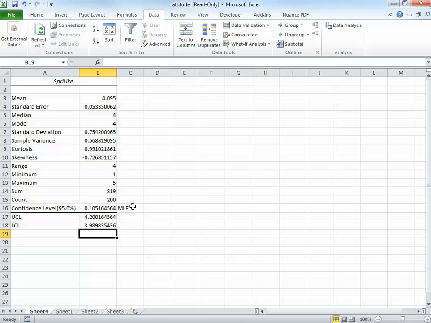So in English terms, we would say we don't know what the population perception of Springdale Mall is, but we are 95% confident, if we could measure the population's perception, so if we could ask every single person in the population, how do you like Springdale Mall? We would be 95% confident that that population mean would fall somewhere between 3.98, 3.99 at the lower limit and 4.2 at the upper limit.